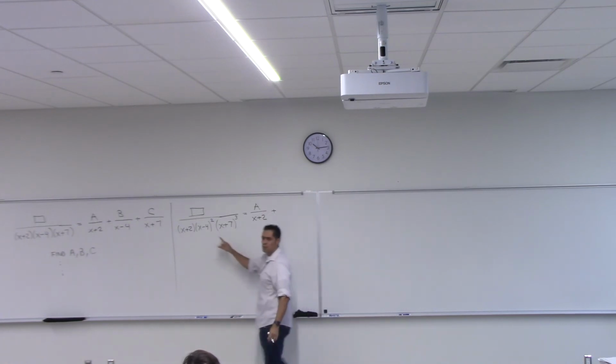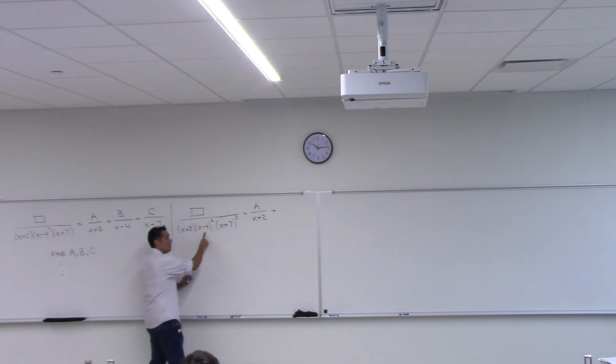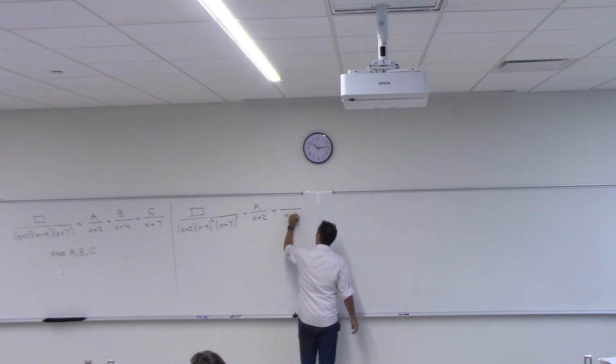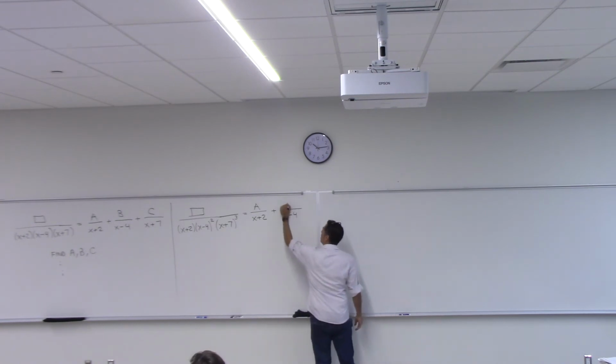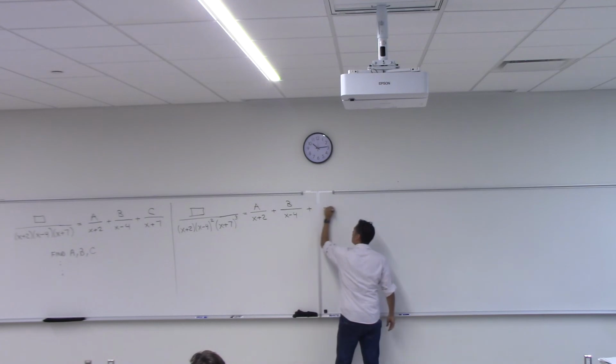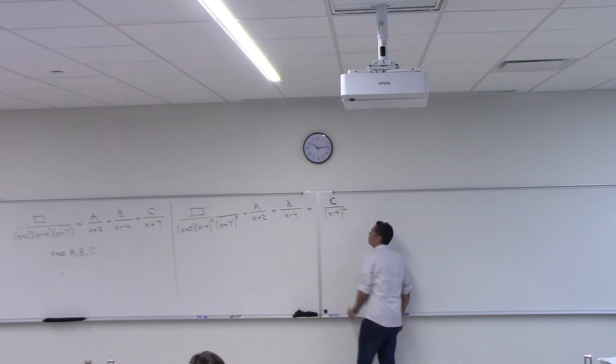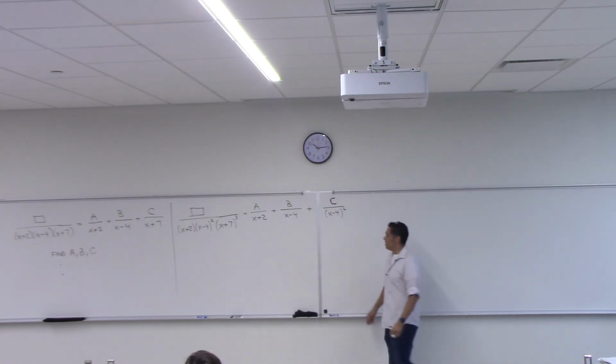Plus, now this one is repeated, right? So what I'm going to do with this one is I'm going to have to write it twice. In other words, I'm going to have to write it like this, x minus 4, without squaring it, put a B on top, and then plus, now, x minus 4 squared, and then put a C on top. Not Cx plus D. No.